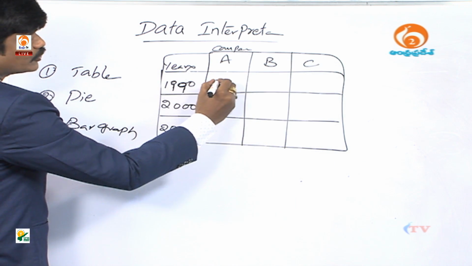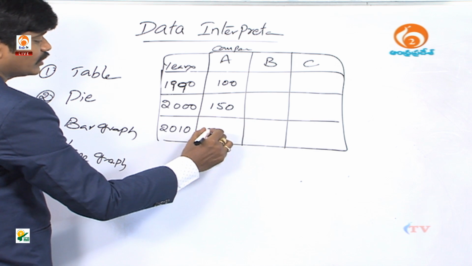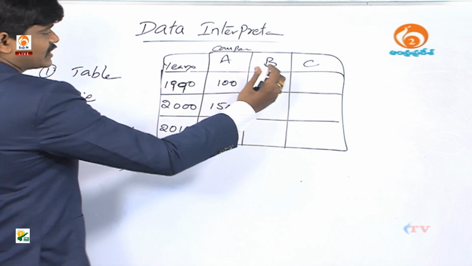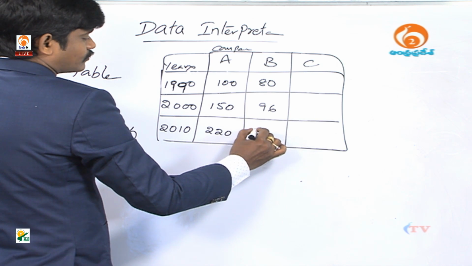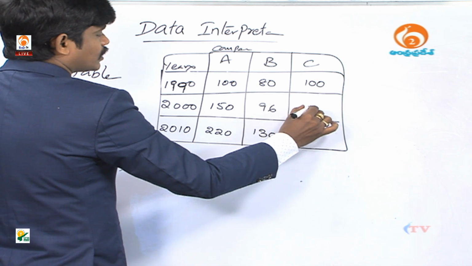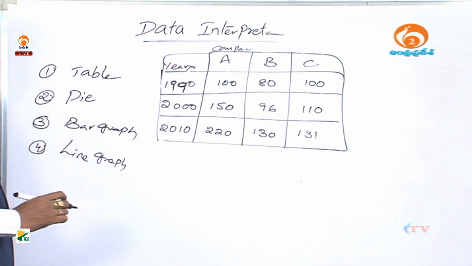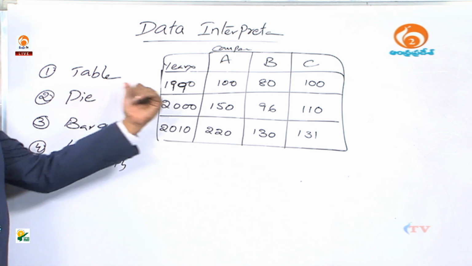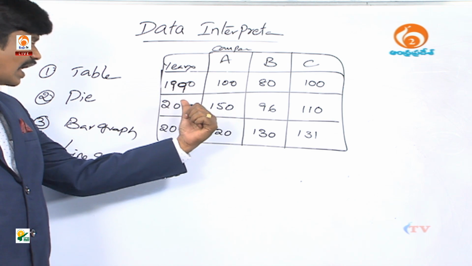company A produces some items: in 1990 it is 100, in 2000 it is 150, in 2010 it is 220. Next, company B is producing 80, 96 and 130. Next, company C produces 100, 110 and 131. So based upon the given information, this is called tabular information in data interpretation. In this, they have given the production of companies A, B, C in the years 1990, 2000 and 2010.